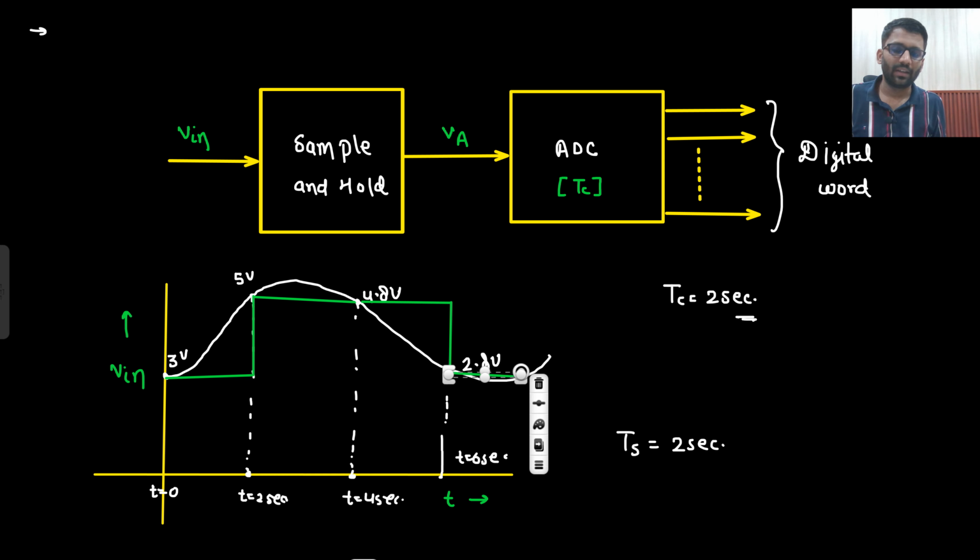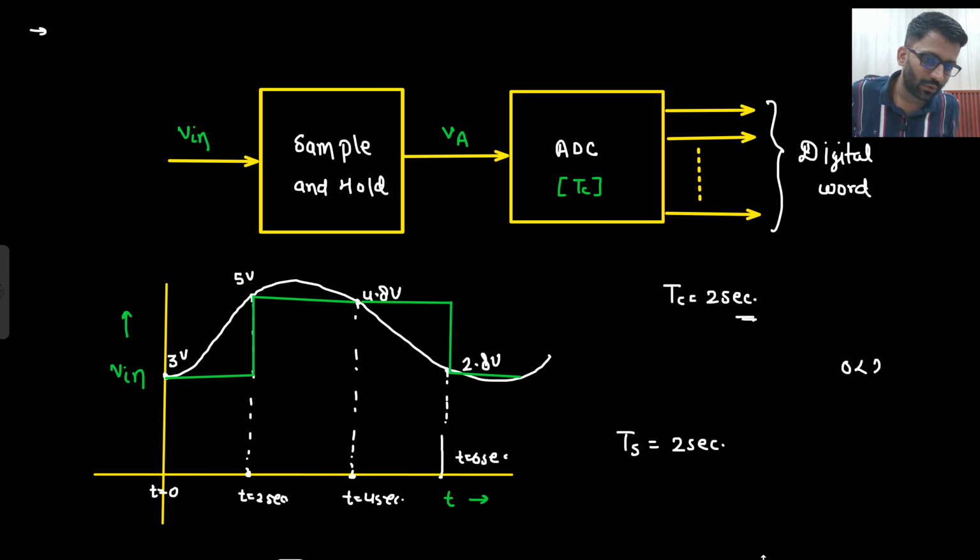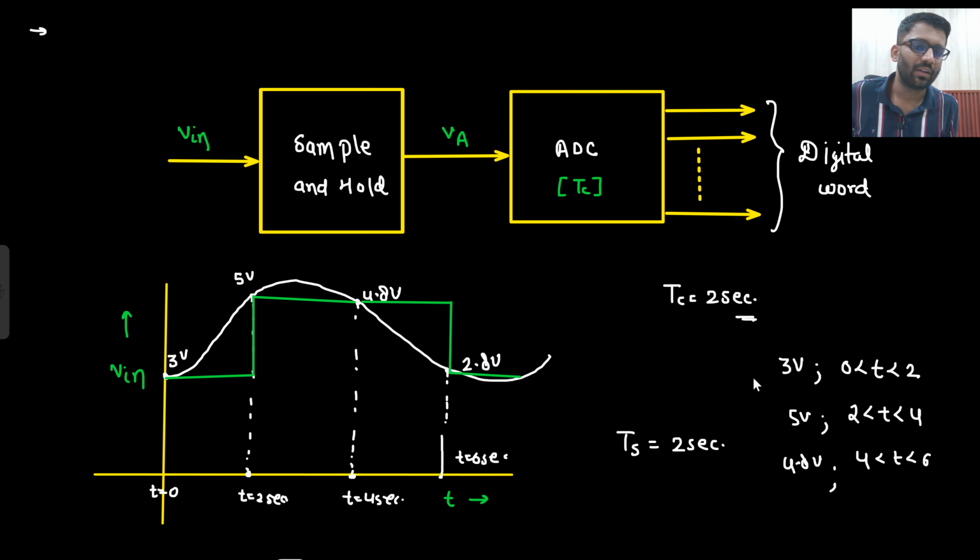So what did you understand? If I am sampling and holding it, that means for 0 to 2 second, I am having 3 volt only. For 2 second to 4 second, I am having 5 volt only. For 4 second to 6 second, I am having 4.8 volt only. And in that manner I am going. Now what is this? This is known as VA. And this is fed here. That your analog input should remain constant for a particular time.